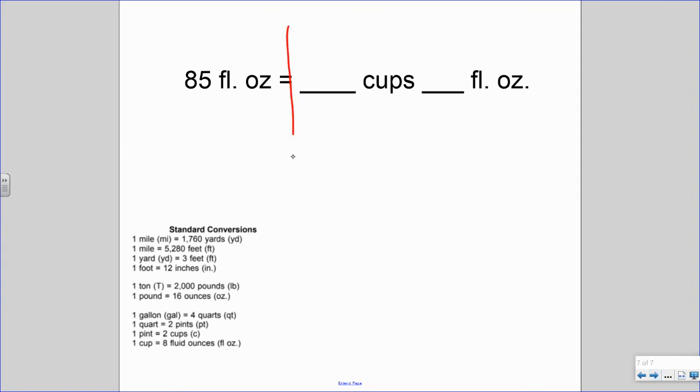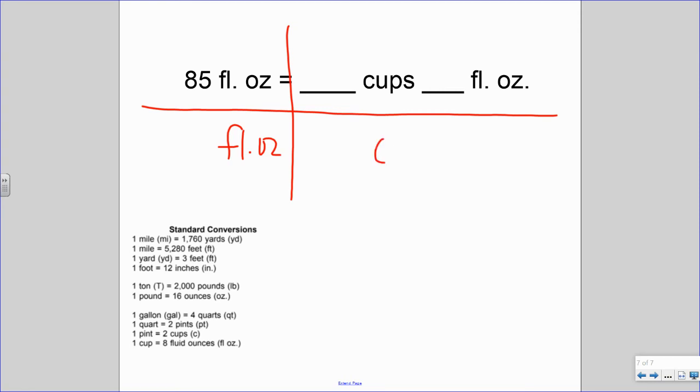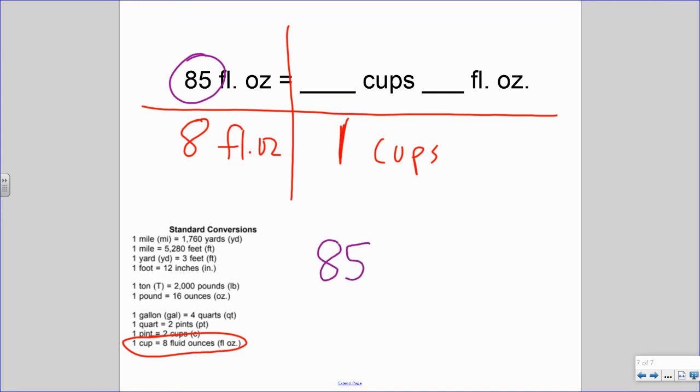All right, last one. I'm going to keep puffing here. So let's say that I make 85 fluid ounces of lemonade. I want to know how many full cups I have. So I'm going to be changing fluid ounces into cups. And I know the connecting information there is that 1 cup is equal to 8 fluid ounces. So now I'm going to create my number sentence. I know that my starting amount is 85, and my connecting number is 8.